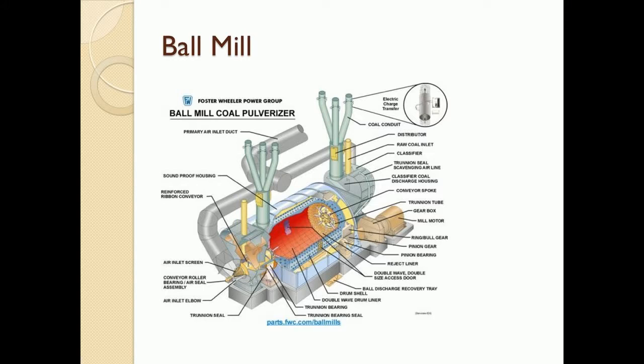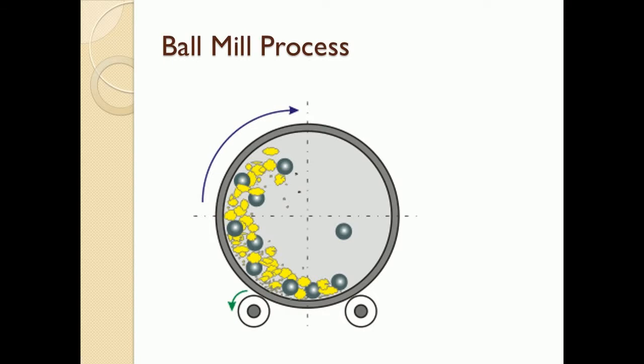This is a ball mill pulverizer. This type of pulverizer has a very low maintenance cost, but is slow to respond to load changes. This is the ball mill process. These balls rotate around in the cage and break up the coal.